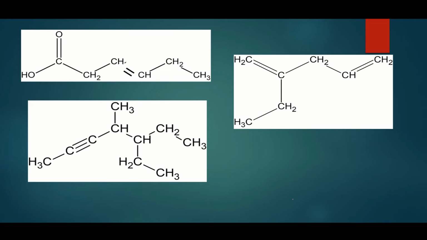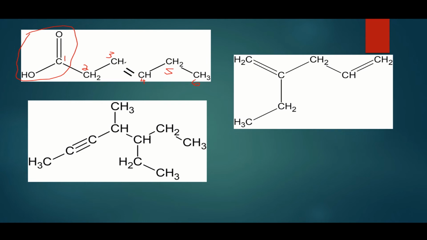Some more examples. And right away we should notice on this top one here, there's a carboxyl group. So we have a carboxylic acid. That's going to immediately make this carbon right here number 1. 2, 3, 4, 5, 6. And again, there's our double bond between the 3rd and the 4th carbons.